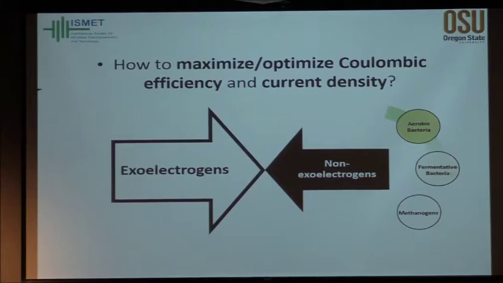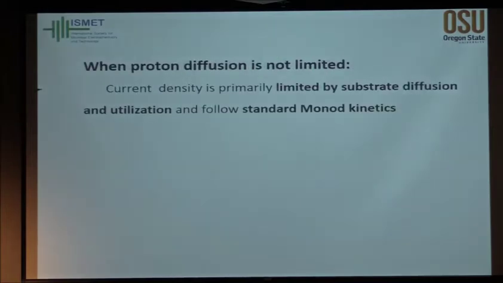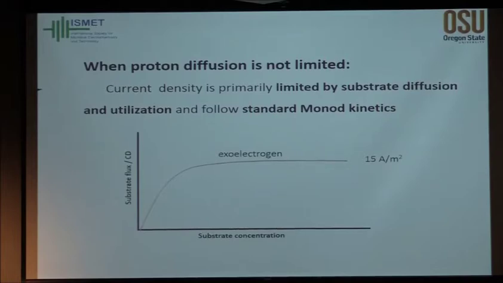The non-exoelectrogens often include species such as aerobic bacteria, fermentative bacteria, and methanogens. So in most cases, proton diffusion will limit the kinetics of the microbes. But there are some situations where we can break the barrier of the proton limitation by reducing the electrode spacing or increasing the buffer concentration. Therefore, in this case, the current density is primarily limited by the substrate diffusion and utilization following the standard Monod kinetics.